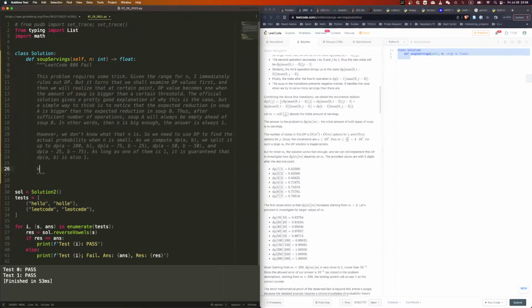Edge case. dp[0][0] shall equal this probability, right? dp[0][nonzero] shall equal 1. And dp[nonzero][0] shall equal 0.